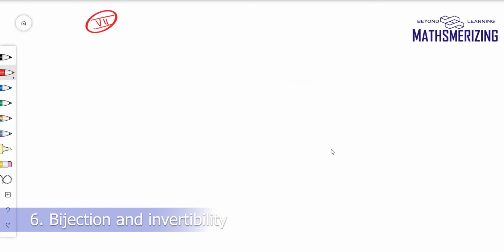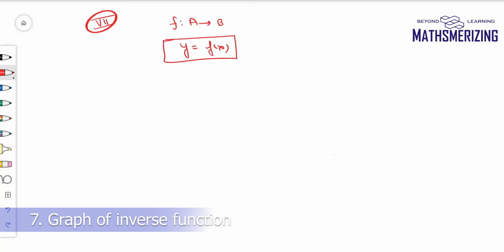Now the seventh thing that we can do is, if we know a function is invertible, we can draw the graph of its inverse function. So suppose I have a function which is defined from A to B, y equals f(x), and suppose this function is bijective, then its inverse function f inverse will be defined from B to A, as y equals f inverse of x.